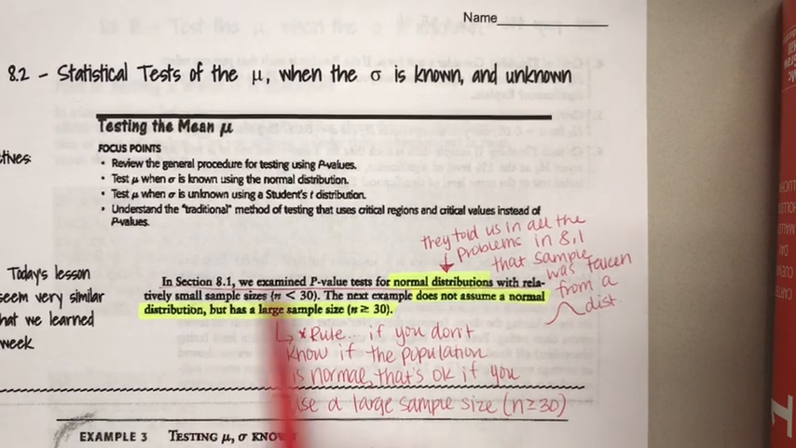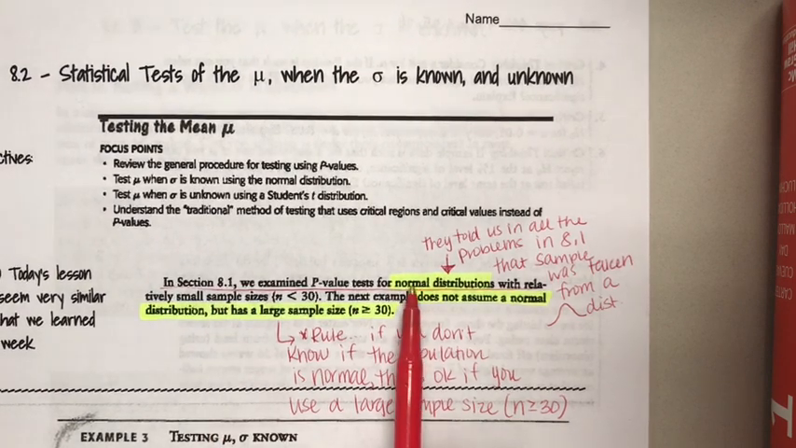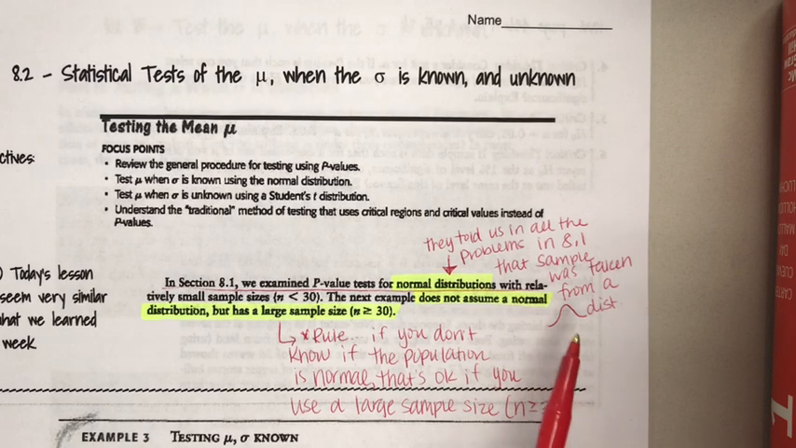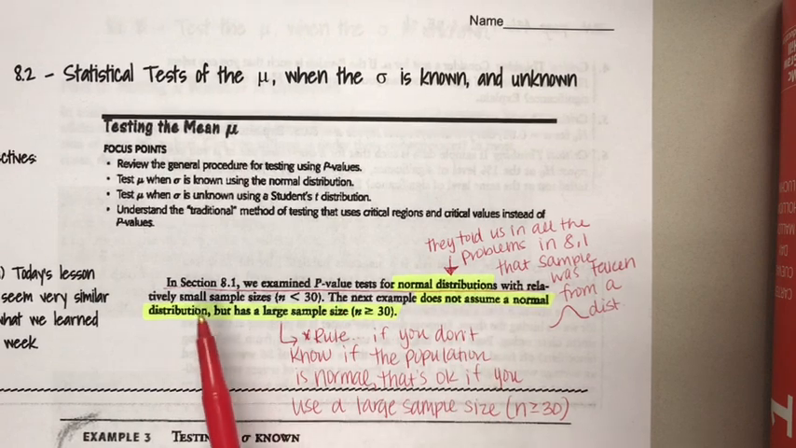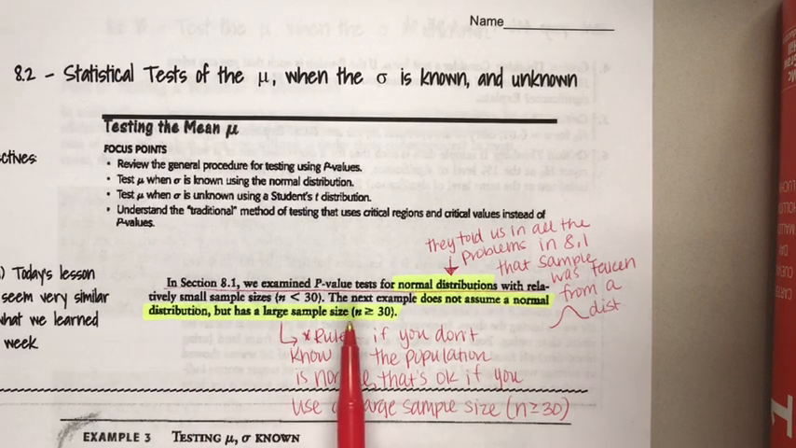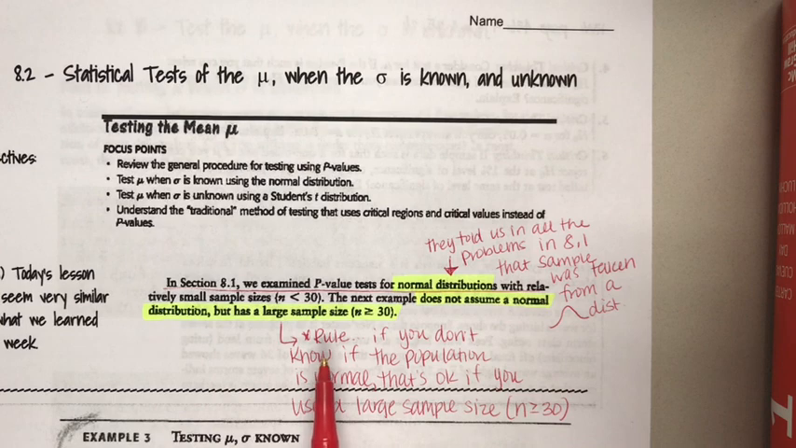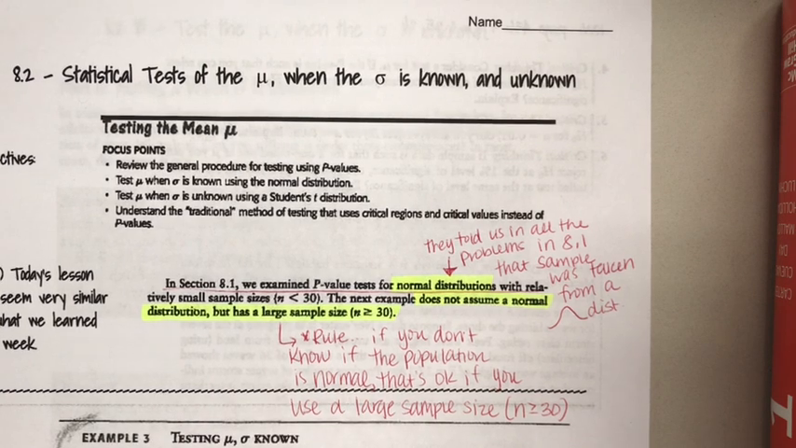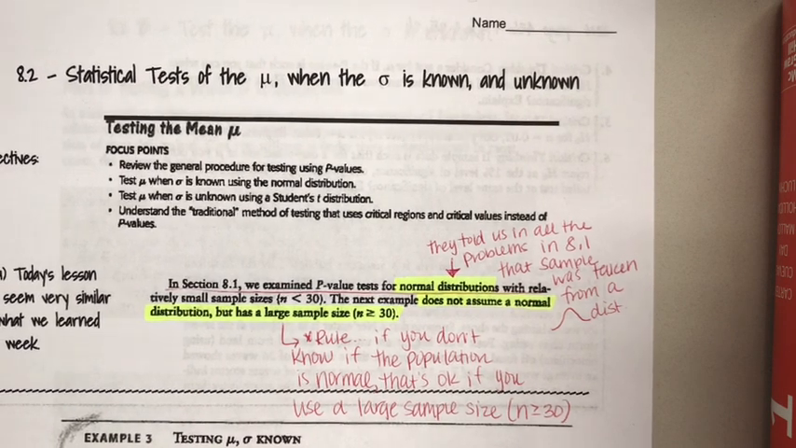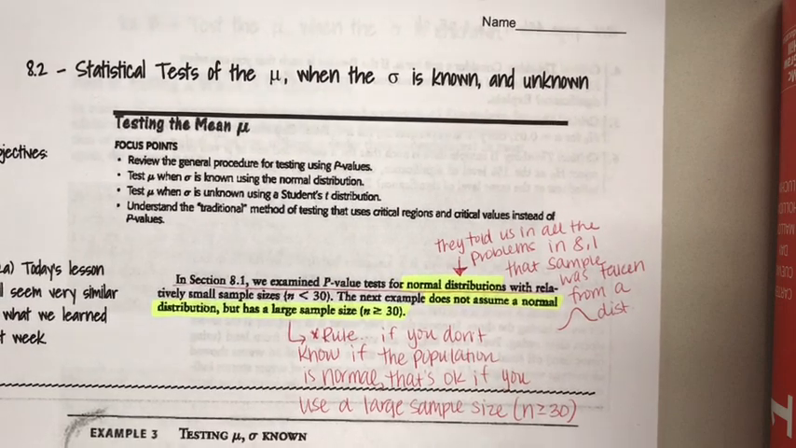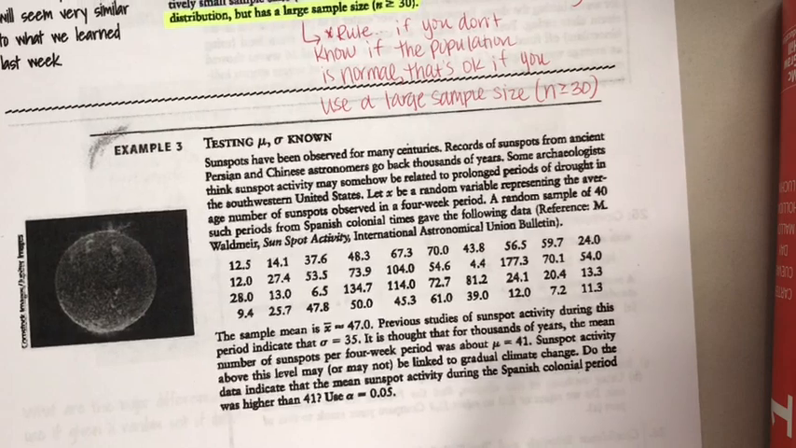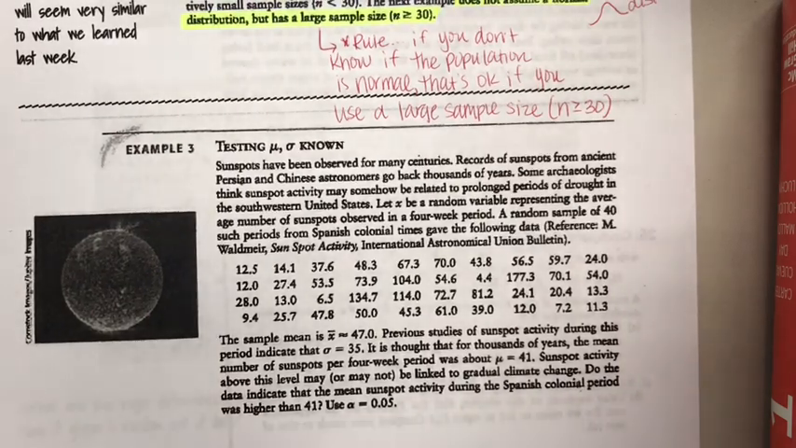The main difference is that in section 8.1, they told us that the problems were from a normal distribution. Now we're going to talk about what to do if you don't know it's a normal distribution, but it has a large sample size. A general rule is that if you don't know if the population is normal, that's okay if you use a large sample size. So if you look at the next problem, obviously they do have a large sample size. They have a sample size of 40.